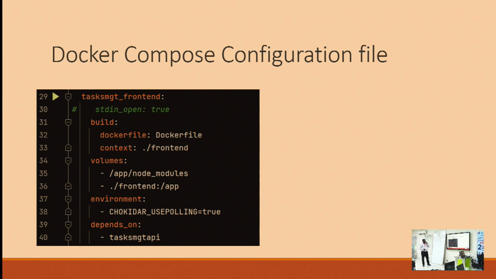So we move to the front end. We also specify the build command and where the Docker file is located, the context. That means the Docker file is located in the context folder. Then the volumes, also anonymous volumes, and a bind mount. Then the environment, then what it is dependent on. So all this is in one single file.